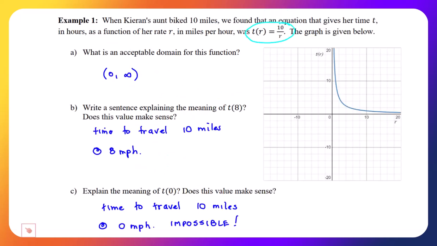So we're going to graph this. So we'll say that y is equal to 10 over x, but r is x and t of r is y. If x is 1, notice the scale here. Every box is 2. So if r is 1 or x is 1, we have 10. If x is 2, we have 5. If x is 5, we have 2. And if x is 10, we have 1.